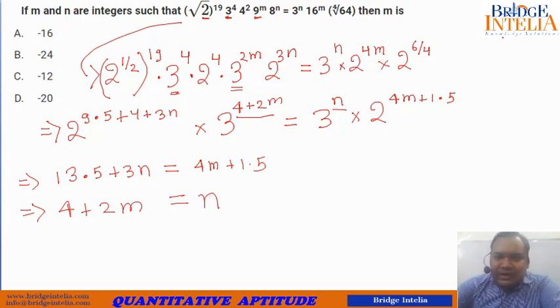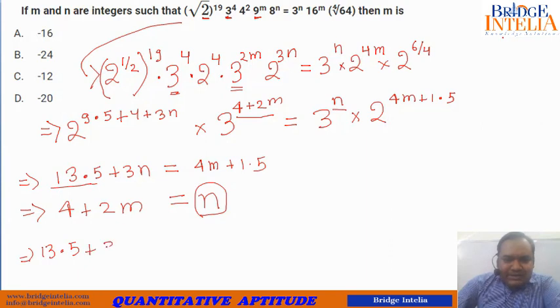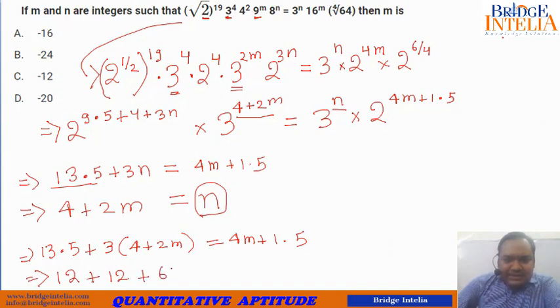So now let us find out the value of m. From here you can see that n can be written as 4 plus 2m. Now substituting this value of n in the first equation, I can say that 13.5 plus 3 times n, and n can be written as 4 plus 2m, must be equal to 4m plus 1.5. So let's see what it becomes. If you take this 1.5 this side, it becomes 12. So it looks like 12 plus 12, 3 into 4, 12 plus 6m is equal to 4m.